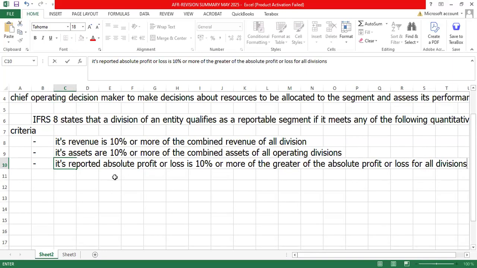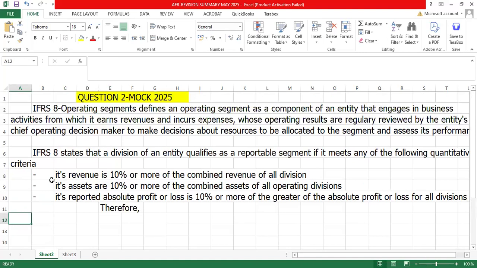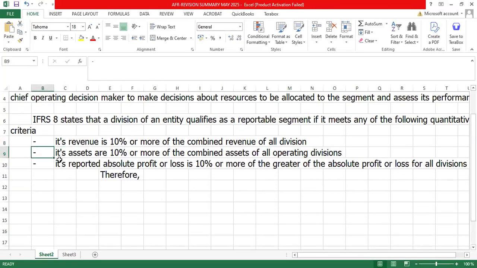So here, we are going to say therefore. Remember, when you put therefore, now you're switching to the question, okay? You are switching to the question you want now to answer, to tell management which one qualifies as a reportable segment. But remember, you cannot advise without computing. You need to compute. It means that here you need to really look at each criterion separately.